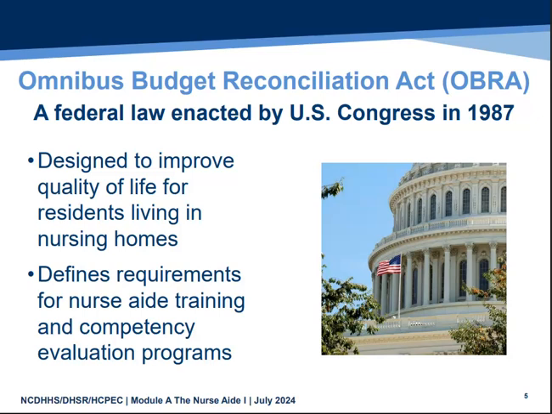Okay, so the term OBRA, or Omnibus Budget Reconciliation Act, is a federal law enacted by the U.S. Congress in 1987 designed to improve quality of life for residents living in nursing homes. It defines requirements for nurse aid training and competency evaluation programs. So prior to 1987, there was really no set rules or regulations for who could work with residents in nursing homes. And so you may even still have people today that are working in healthcare, probably not, but could be, that were grandfathered in before OBRA.